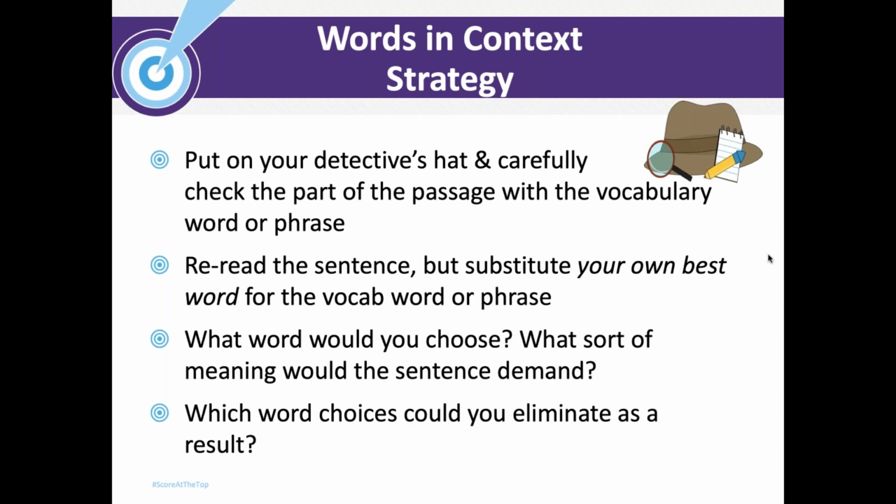Another tip that's helpful is to reread the sentence, but substitute your own best word for the vocabulary word or phrase. And sometimes you can do that. You could find your own word and find a match in the answer choices. And then by using your own word, you can figure out which words they're giving me for an answer choice wouldn't make sense and which ones might make sense. And then I can use process of elimination and get rid of the words that I wouldn't use.